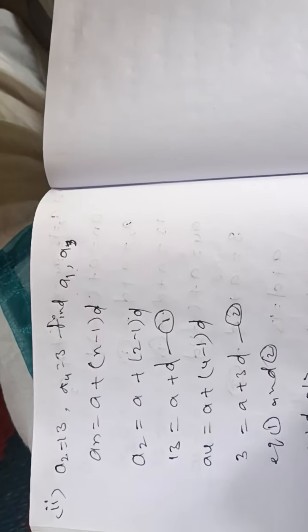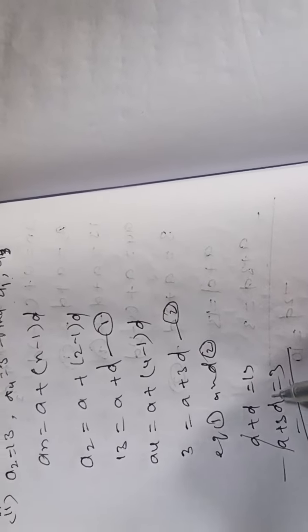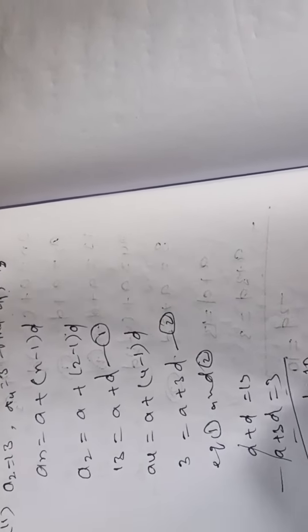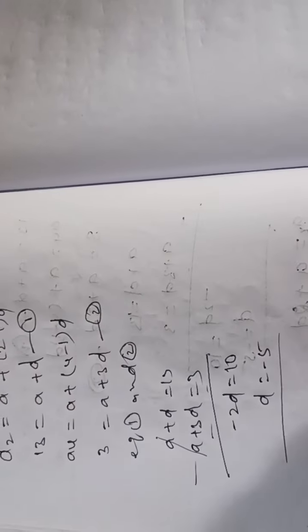So equation 1 and 2: a plus d is equal to 13, a plus 3d is equal to 3. Do subtract. So a cancels, here minus 2d, here 10, d equal to minus 5. We got the d value.